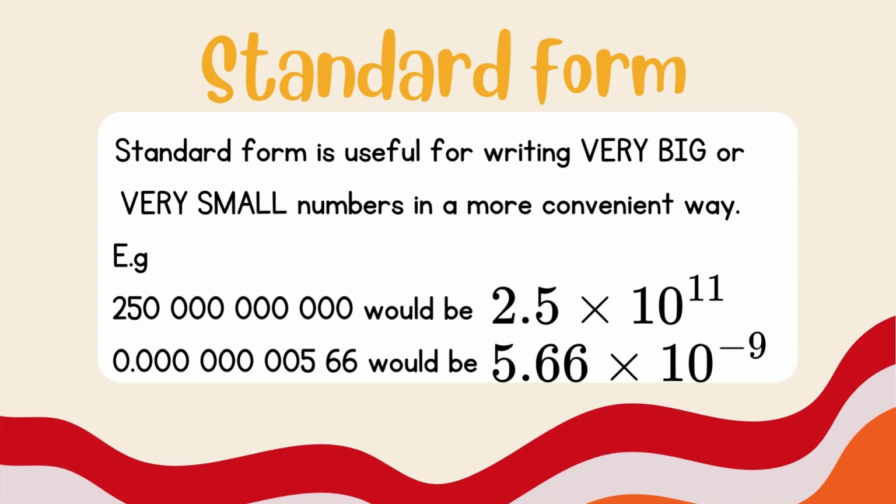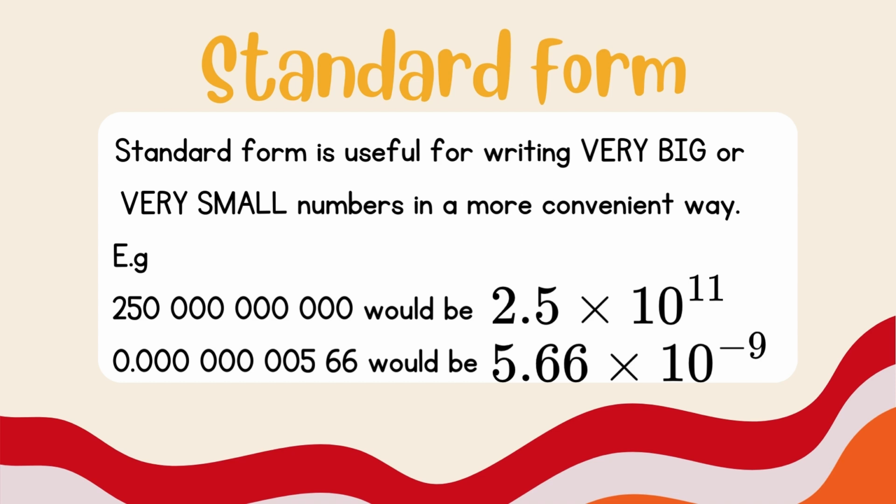For example, if you have 250 billion, instead of writing the number with all the zeros, you just simply rewrite it as standard form. And if you have a very small number, 0.00000000566, for example, you can also rewrite it in standard form.